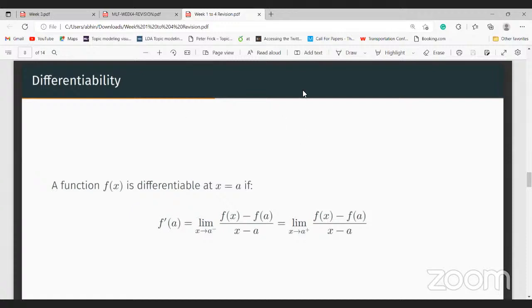This is the first principle of calculus. If I'm not wrong, we have studied it in 11th and 12th class. The first criterion is that a function should be continuous at a. Then only you can check differentiability at a. And if these two limits are equal, f(x) minus f(a) divided by x minus a as x approaches a from the left, and f(x) minus f(a) divided by x minus a as x approaches a from the right, then we say it is differentiable at a, having value f dash a.